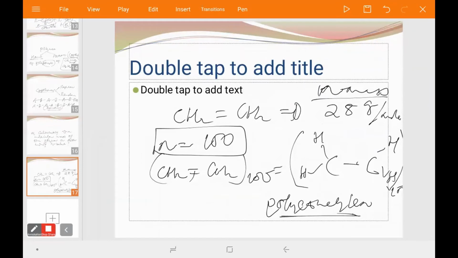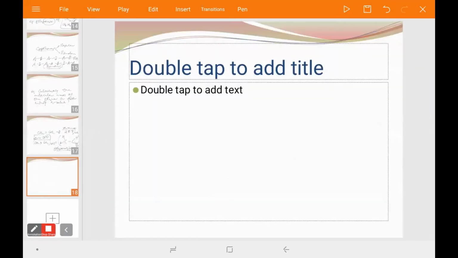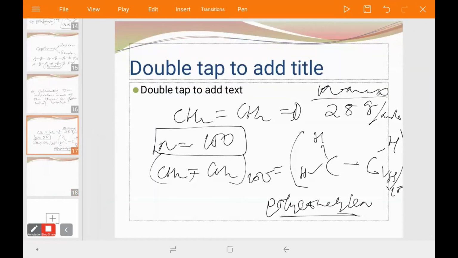Okay. Now, as you can see from this, what is given? The n value is given as 100. Just as an example, it can be any number. Especially the n value is huge, it may be 10,000, it may be 100,000, etc. But as an example, take n as 100, and the monomer unit is ethylene, which is 28 gram per mole. Just multiply this. This polyethylene is a combination of what?